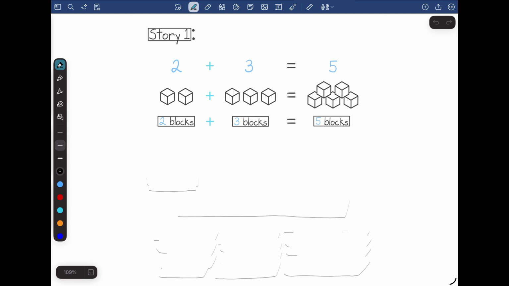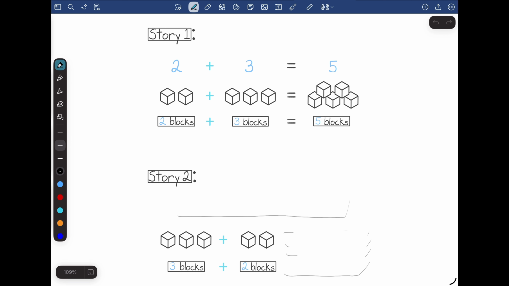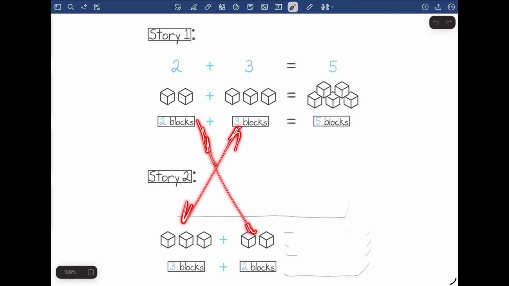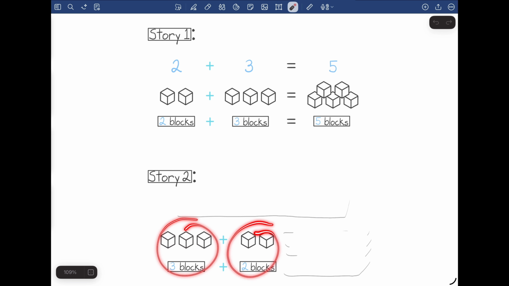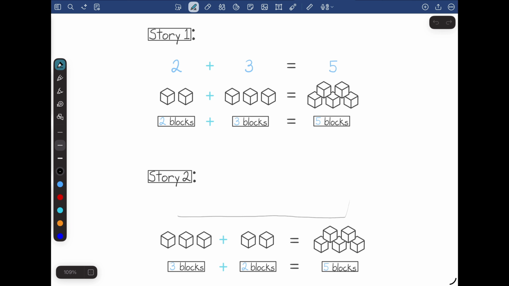Now, in the second story, or in story 2, let's say instead we start with 3 blocks and then we add 2 blocks. So notice we switch the places of these collections of blocks. Well, we still get the same amount of blocks in the end. And we could do that by counting the amount of blocks we have. So we have 1, 2, 3, 4, 5. And look at that. 3 blocks plus 2 blocks equals 5 blocks. And we can write that as an addition problem as 3 plus 2 equals 5.